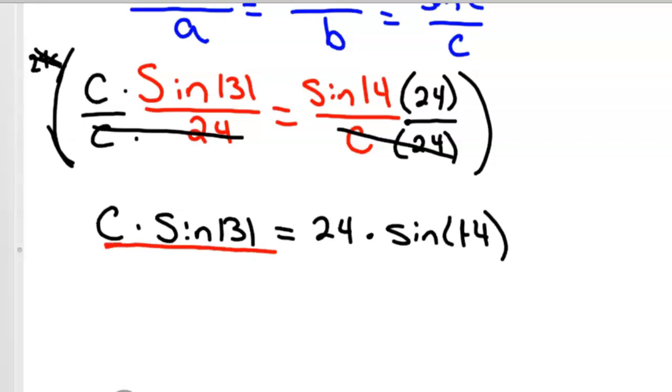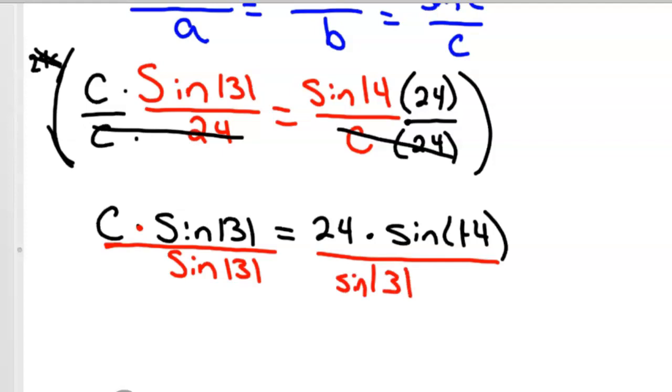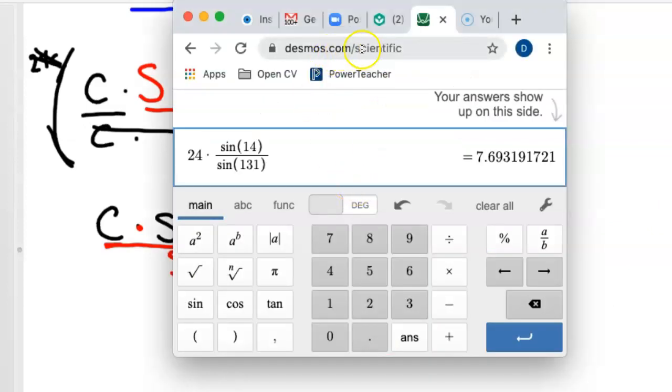So c is multiplied by sine of 131, so we're going to divide both sides by sine of 131. Notice I haven't gotten my calculator out yet. Because if you get it out too early and you start grossly rounding, you're going to have problems. Again, what I would suggest you use is Desmos. The Desmos scientific calculator is a pretty decent one.